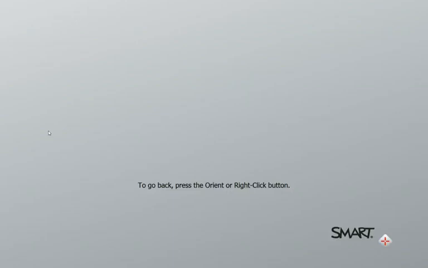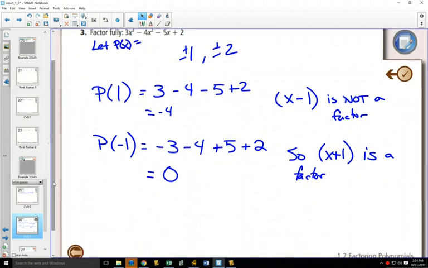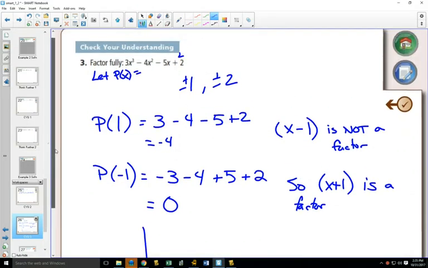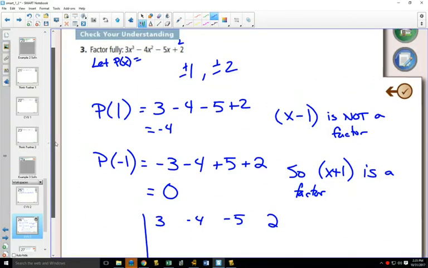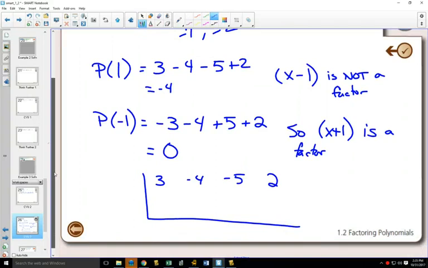There can be more than one factor. But once we find one of them, what we're going to do is look at its coefficients: 3, -4, -5, 2. Just going to double check anything missing, no values missing, everything's in the right order, good. And if I'm dividing by x plus 1, what value do I put out here for synthetic division?